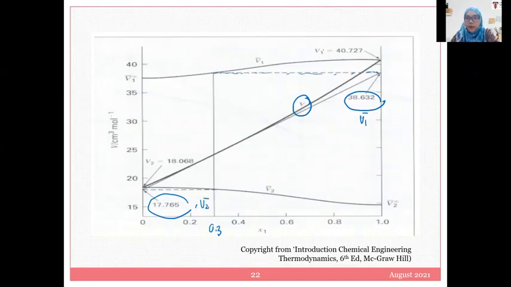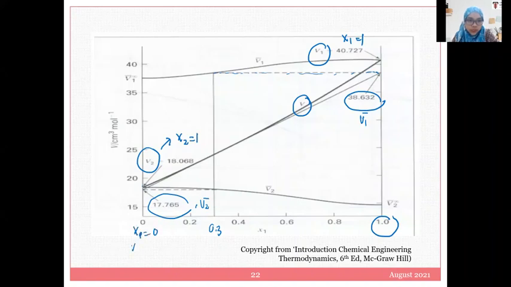Okay, for the pure component, for example, V1 is for x1 equal to 1. So that's why we can get the pure component. And pure component 2 is x2 equal to 1. That means if we have x1 equal to 0, x2 equal to 1. So from this graph, it gives all the properties. First, the pure component, and then the partial properties, as well as the total volume.